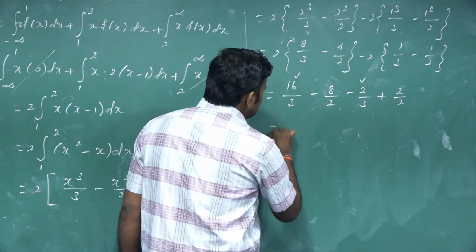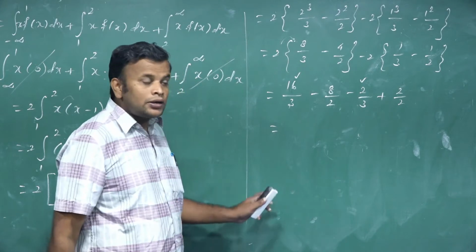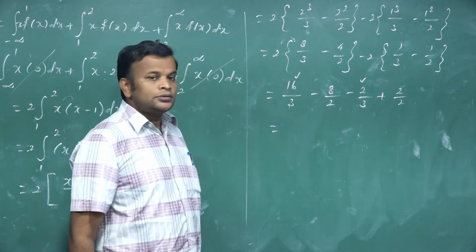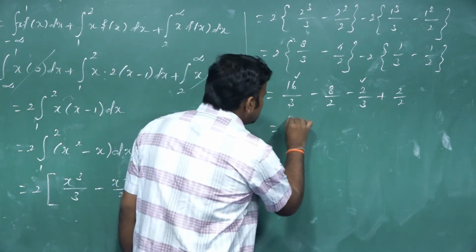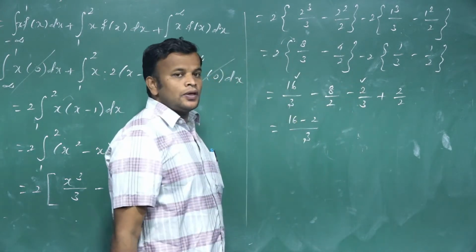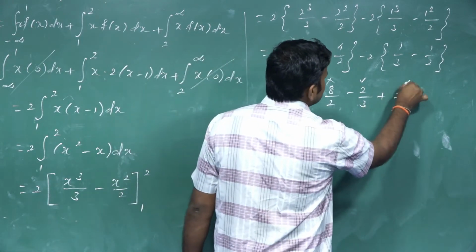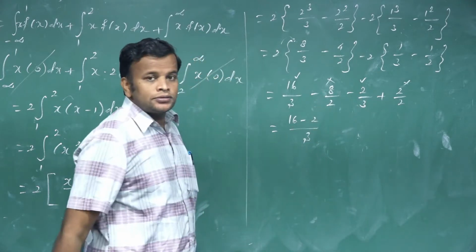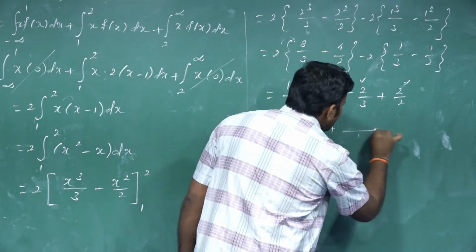You see these two numbers. In these two numbers, the denominator 3 is common. Then we have the numerator, 16 minus 2, by 3. And you see in these two numbers, 2 is common, plus the whole divided by 2.